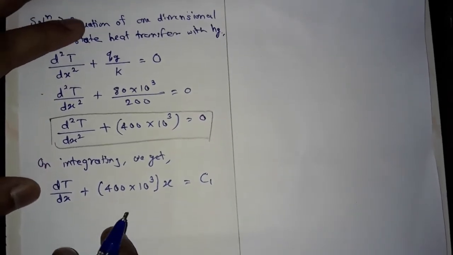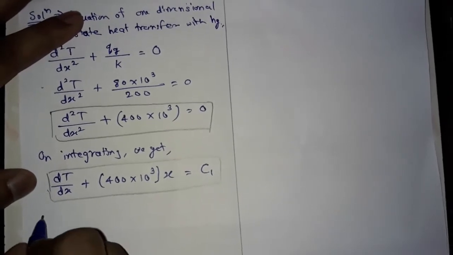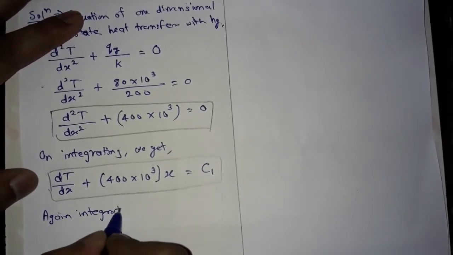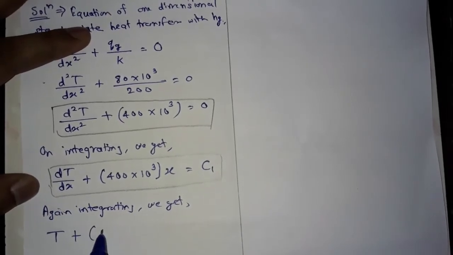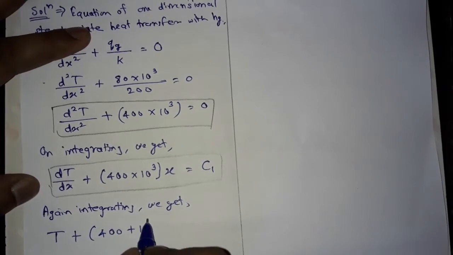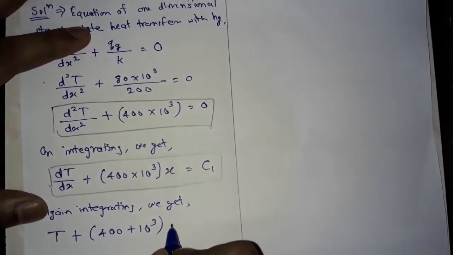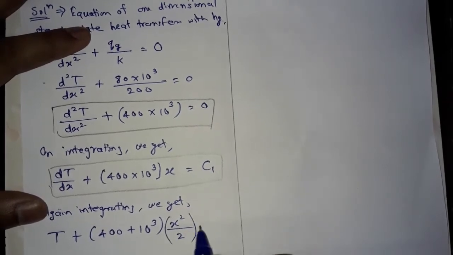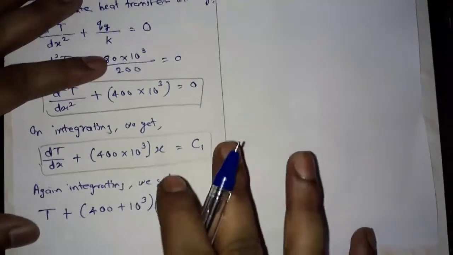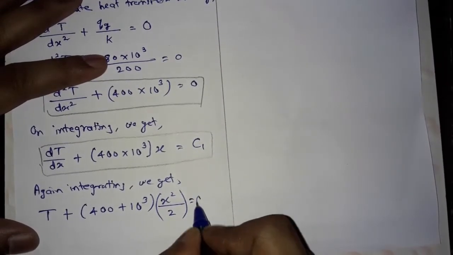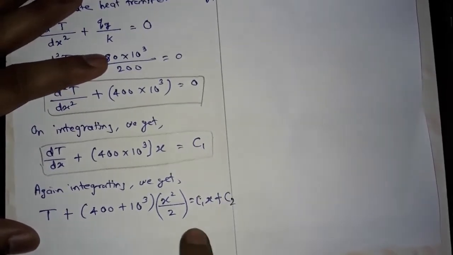Now again we need to integrate this term. So again integrating we get T plus, into bracket 400 into 10 cube, and here integration of x is x square upon 2, and further c1 is a constant, so integration of constant is x, so here c1 x, and plus here again we need a constant, so here it is c2.